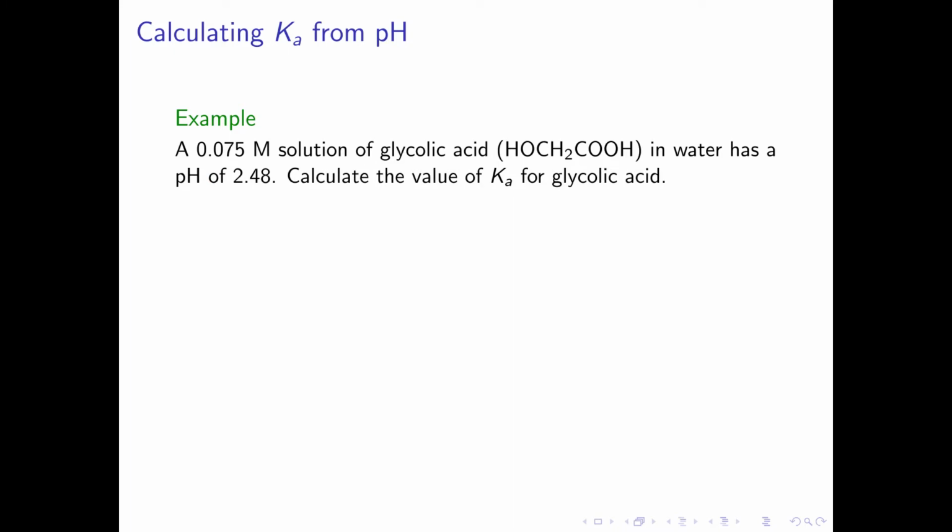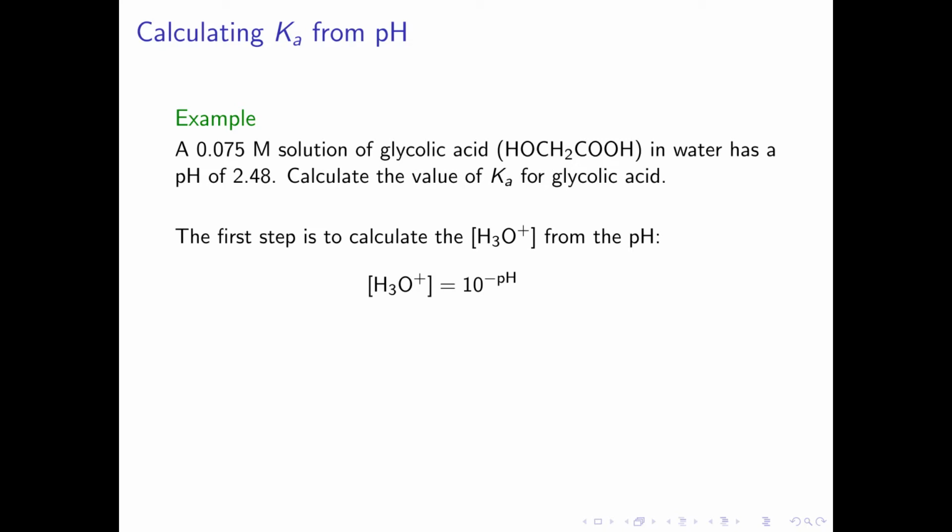Let's work an example. You have a 0.075 molar solution of glycolic acid in water, and this solution has a pH of 2.48. Calculate the value of Ka for glycolic acid. The first step in this problem is to determine the concentration of hydronium ion from the pH. Recall from the previous lecture that the concentration of hydronium ion is equal to 10 raised to the negative pH power. This becomes 10 to the negative 2.48 power, or 3.3 times 10 to the negative 3 molar.